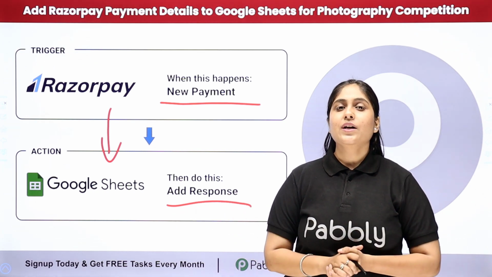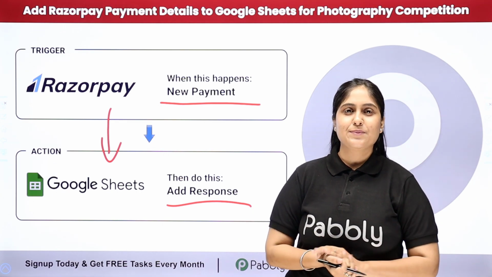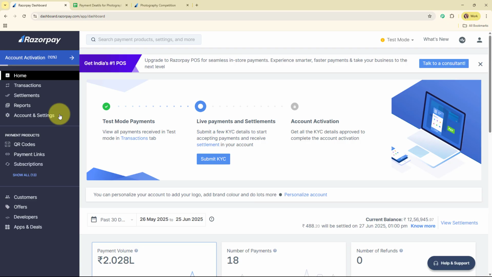So now, to see the working of this automation and to learn this process step by step, let me take you to my screen. Welcome to my screen. In this video, I'll show you how to automatically add Razorpay payment details to Google Sheets for your photography competition. This will help you track all paid entries in real time, stay organized and avoid manual work.